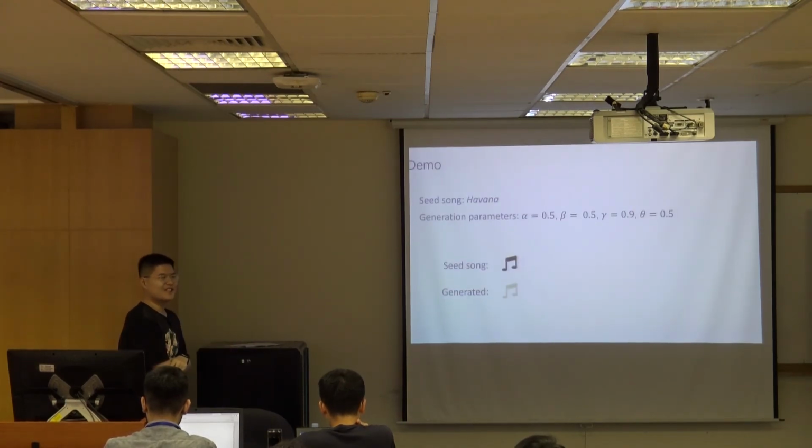Okay, that's the most exciting part, the demo. So the sixth song is Havana. I guess all of you have listened to this song, right? And the parameters here are set like this. The gamma here, the rhythmic similarity, is set to be very high. So the generated song may have a very similar rhythm of melodies to the sixth song. This is easier for us to compare. So let's have a listen to the sixth song first.